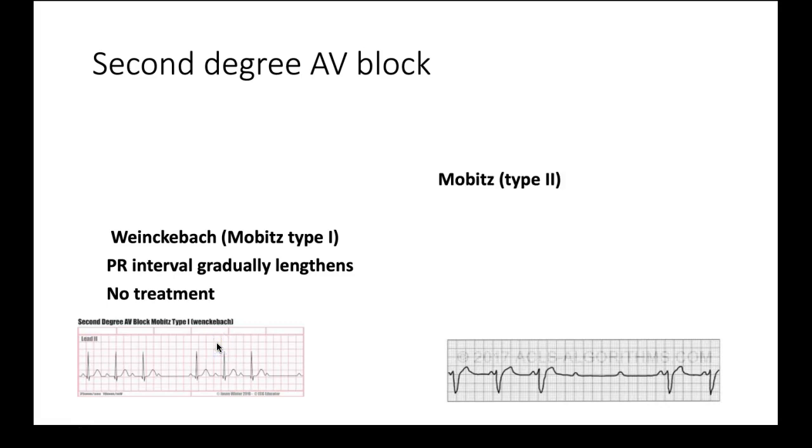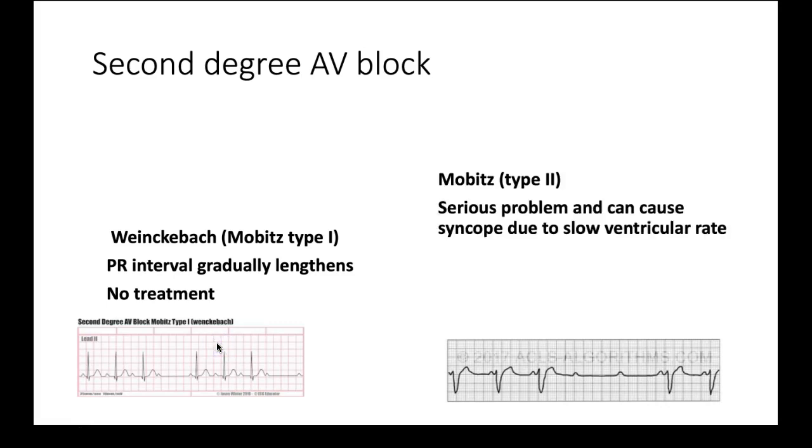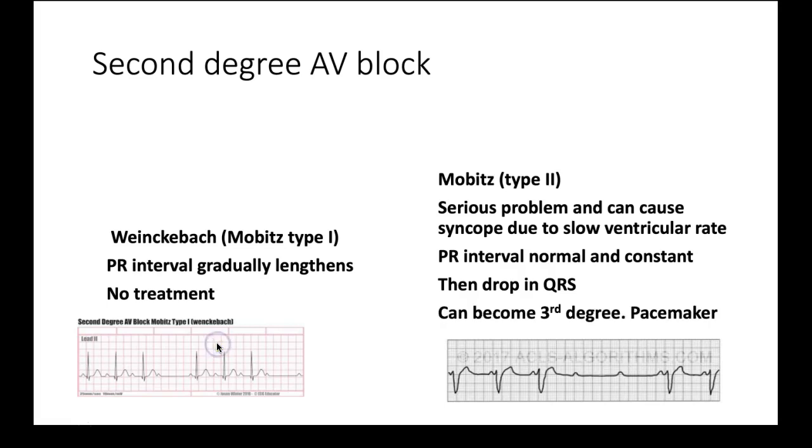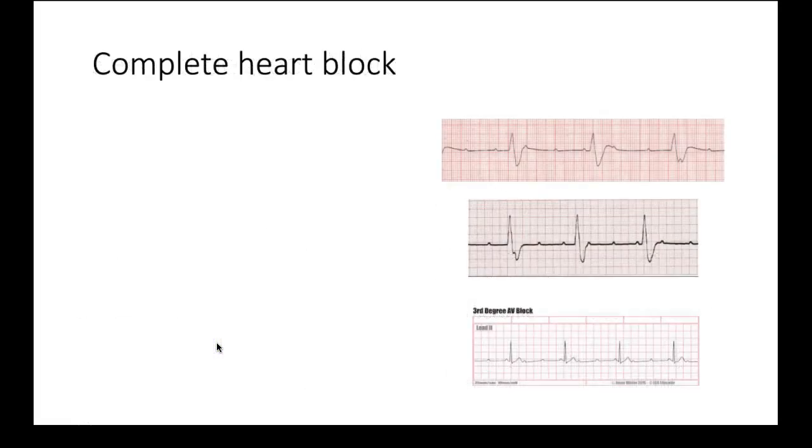However, type 2 is a serious problem. And this can cause syncope because you actually are dropping. You see, normal, normal, drop, normal. And this easily progresses into a third-degree block. So your PR interval is normal and constant, but then you're dropping QRSs. Okay, this easily can cause the patient to have a syncopal episode and again can progress into a third-degree block. These patients often require a pacemaker.